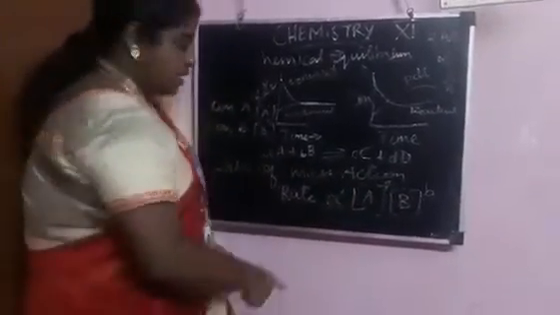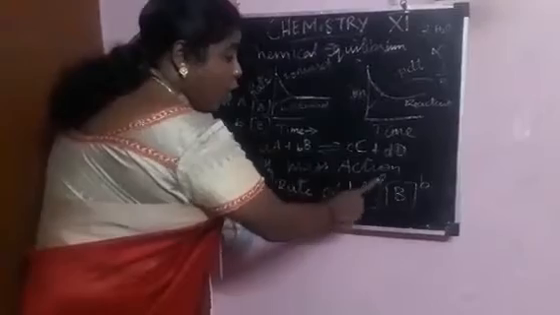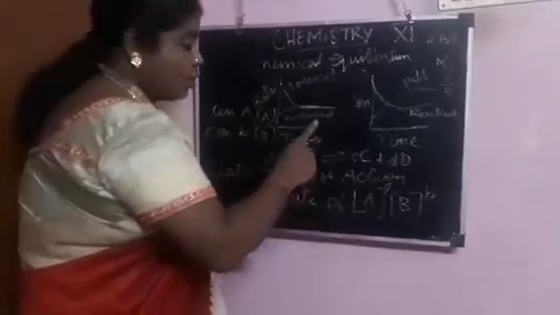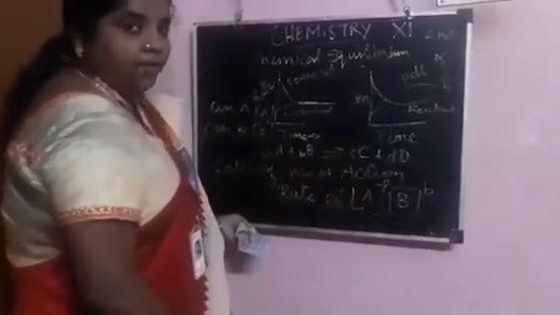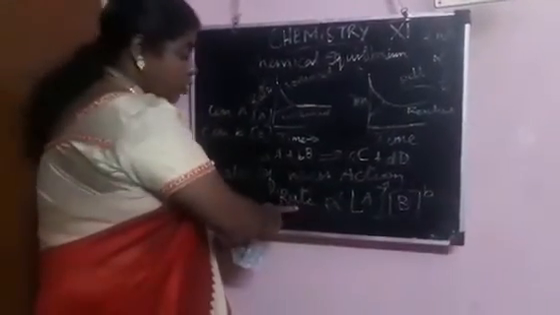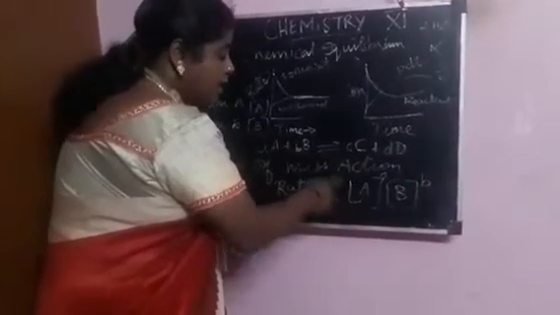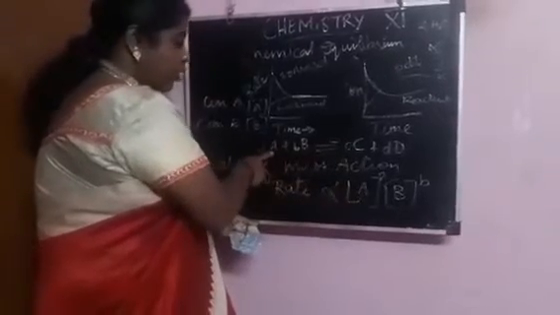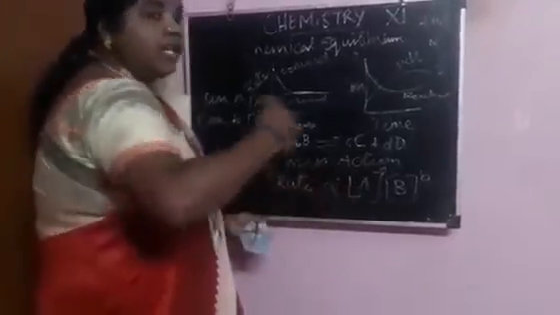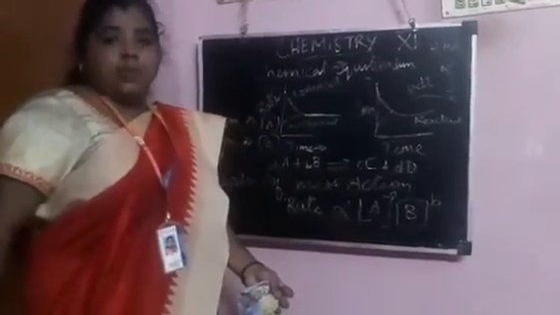According to the law of mass action, the rate of the reaction is directly proportional to the concentration of the reactant, with its stoichiometric coefficient in the power. Have you noted that? The rate of the reaction is nothing else but the speed of the reaction. It is always directly proportional to the concentration of the reactant raised to its stoichiometric power. If the concentration increases, the rate increases; if the concentration decreases, the rate decreases.